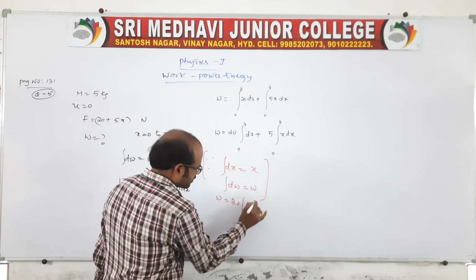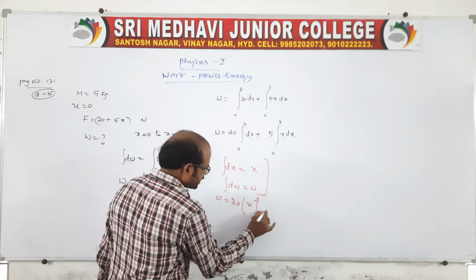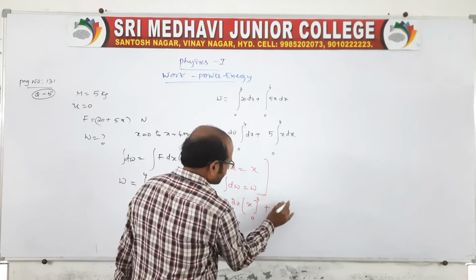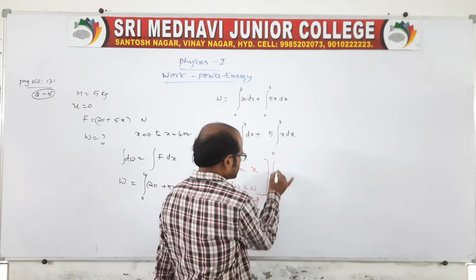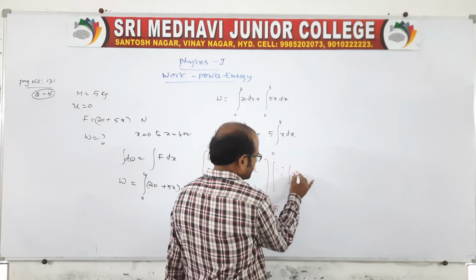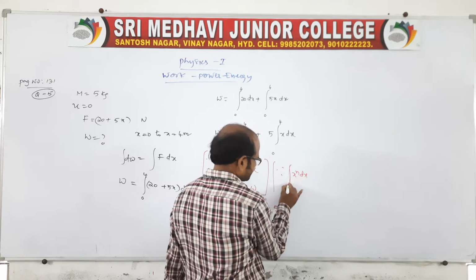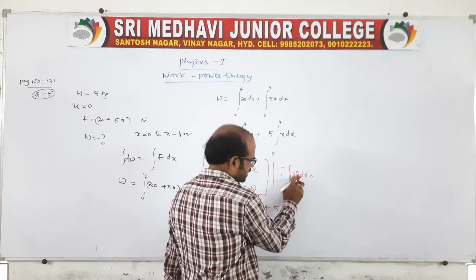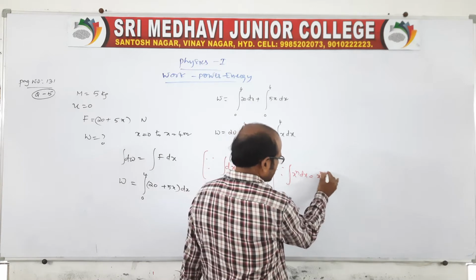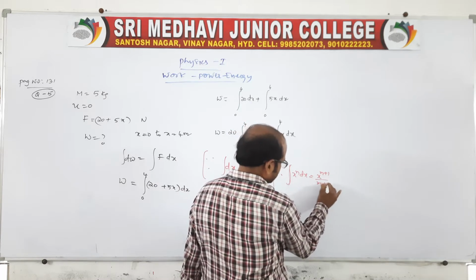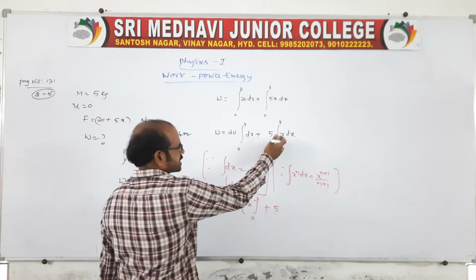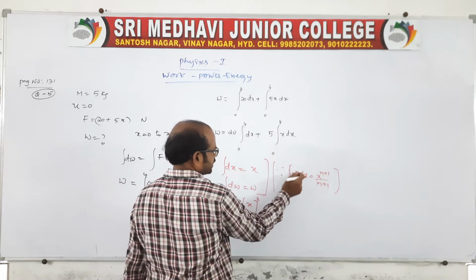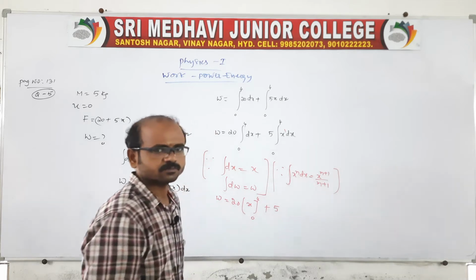Here the limits are given 0 to 4, plus 5 times integral x dx. Suppose one more is given like x power n dx, then you write x power n plus 1 by n plus 1. This is the method of integration. Now look at this case: here instead of n, you are given 1.